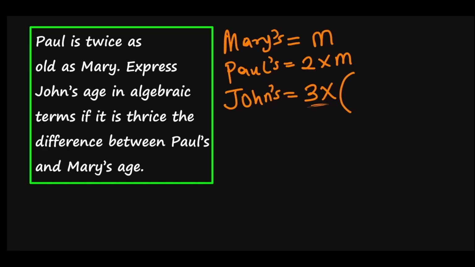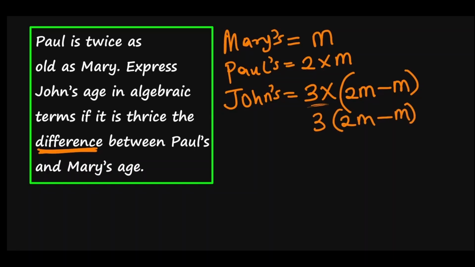The difference between Paul's and Mary's age. Now this difference here, what does it mean? Minus. So the difference between Paul's and Mary's age. And what is Paul's age? Paul's age is 2 times M, which is the same thing as 2M. And Mary's age is M. So this is the answer. This is the same thing as 3 into the brackets 2M minus M.